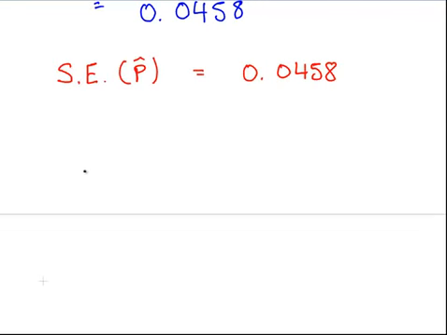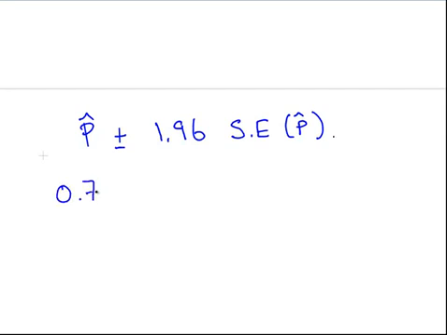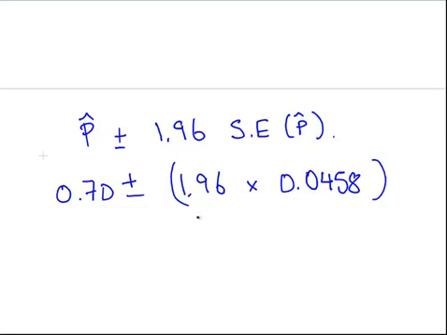Now, let's put it all together. Our confidence interval is p hat plus or minus the quantile, so it's 1.96 times the standard error for p hat. And that is 0.70 plus or minus 1.96 times 0.0458. Now, just as a quick remark, we know the multiple of these two terms as the margin of error collectively.